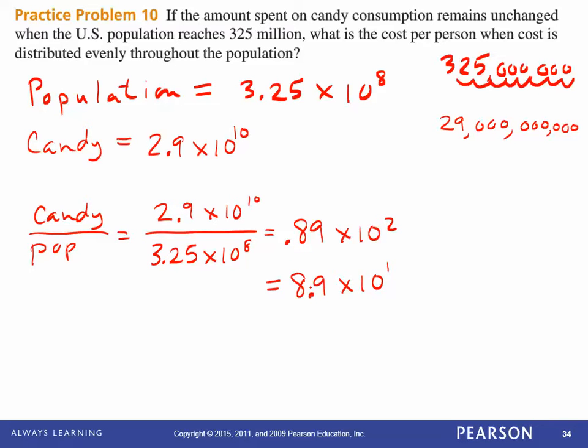Okay, and then that really doesn't give me a clue what's happening here. It isn't scientific notation, but what's the answer? It's 89. Yep, 89 is the answer, so therefore the final answer is $89 per person for just candy. Most of it is right around October 31st.